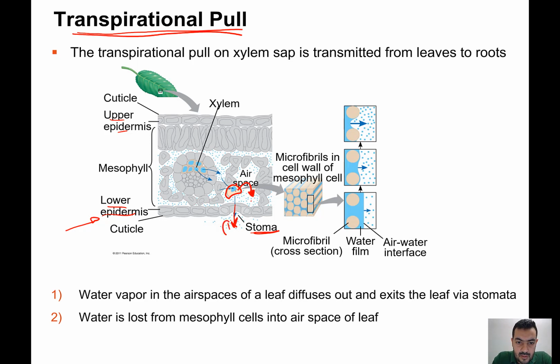So number one is the movement of water vapor from the airspace to outside of the leaf through the stomata. Number two is the movement of water from the mesophyll to replace the water that has been lost through the airspace. And number three, this will create like a pulling force that will pull water from the adjacent tissues. And you can see here we have the xylem is adjacent to that, so this will pull water from the xylem to replace the water that has been lost by the mesophyll cells.